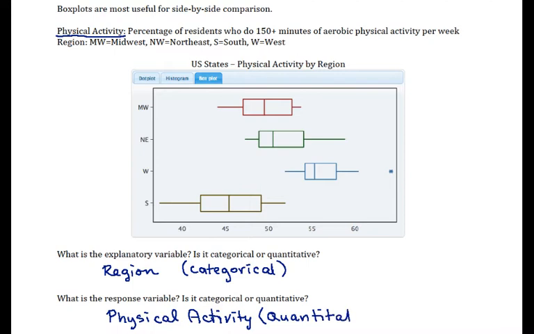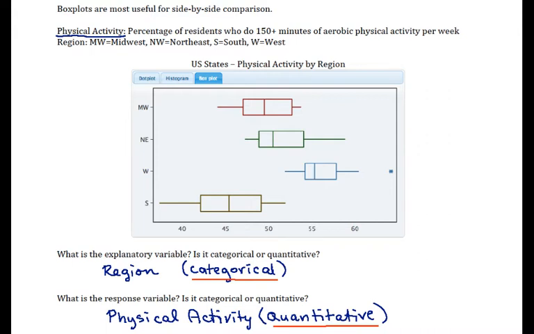So side-by-side box plot is the kind of graph that you would want to look at if you have one categorical variable and one quantitative variable. The quantitative variable is the one that each box represents. In order to compare these, they have to all represent the same variable. It wouldn't make sense to compare shoe size to height, right?